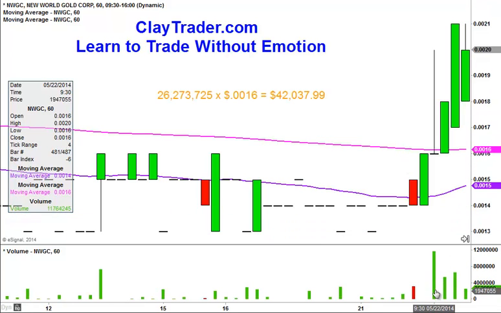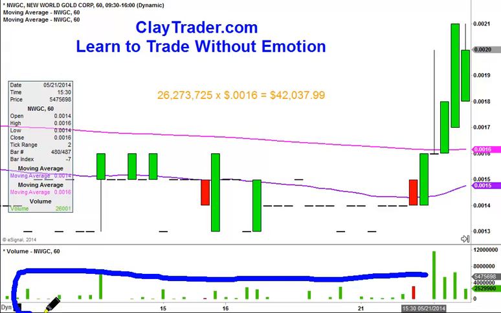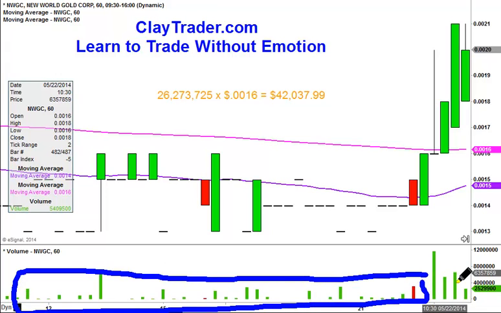So right here represents 9:30, and you can see 1, 2, 3, 4. So there was about four hours in the day, and look at this volume that was coming into the chart. Keep in mind, look at the volume all the previous days, basically nothing. And then all of a sudden, volume starts to pick up before the big explosive move happens.